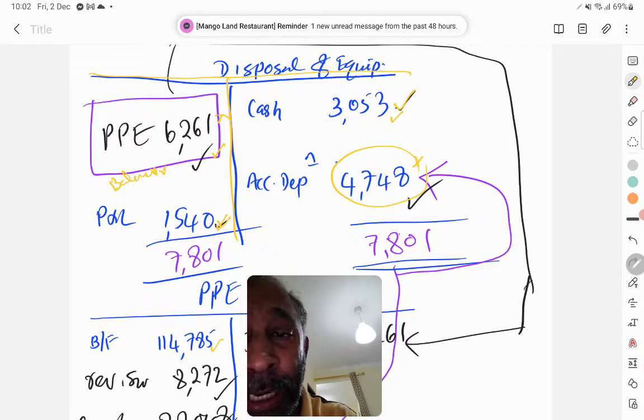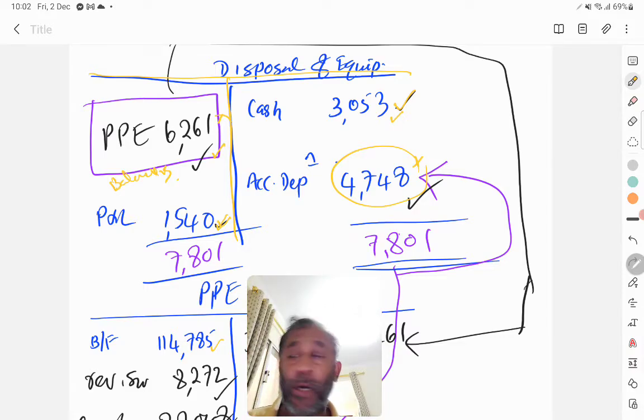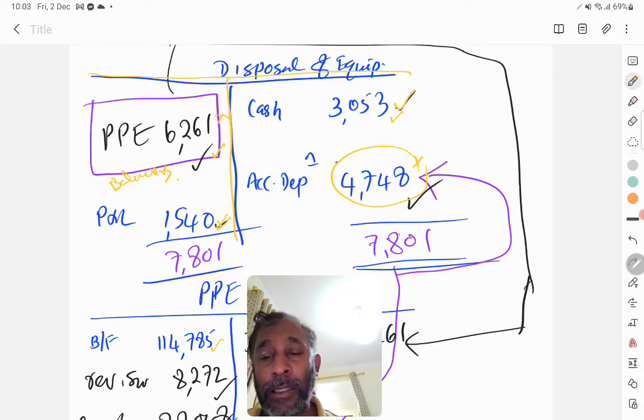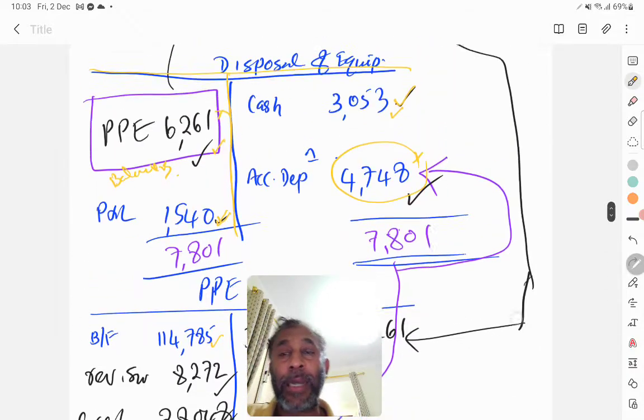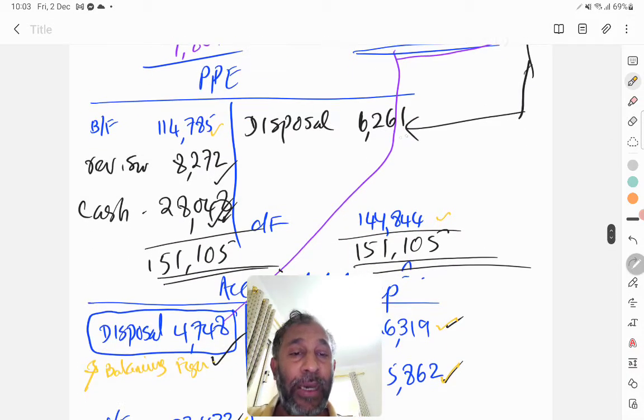This balancing figure, 6,261, you extend to your property, plant and equipment. See that I have brought it from here to here. If you see this arrow mark, you understand that.